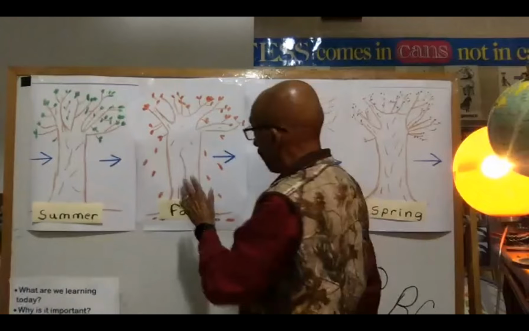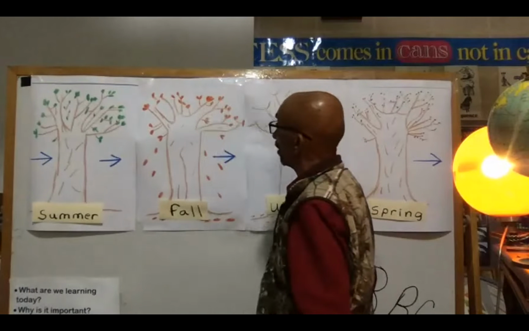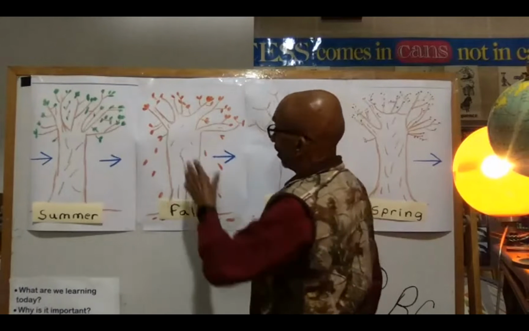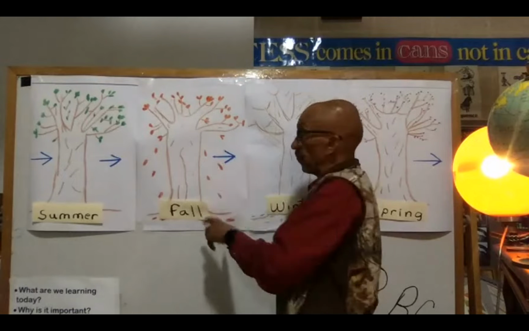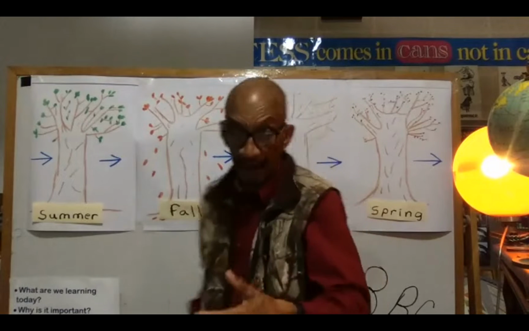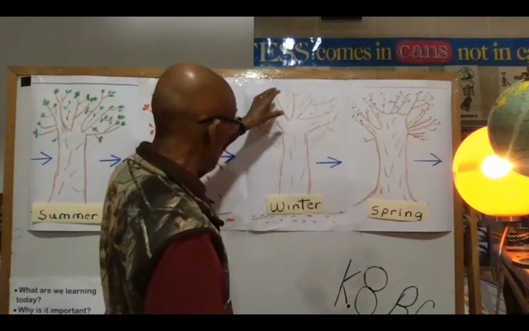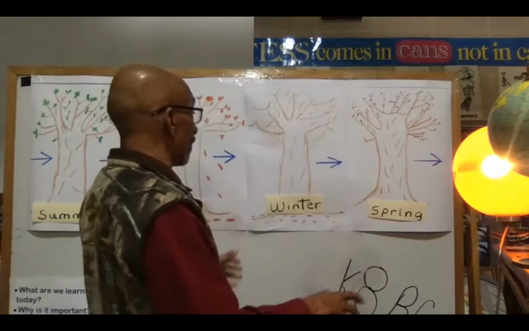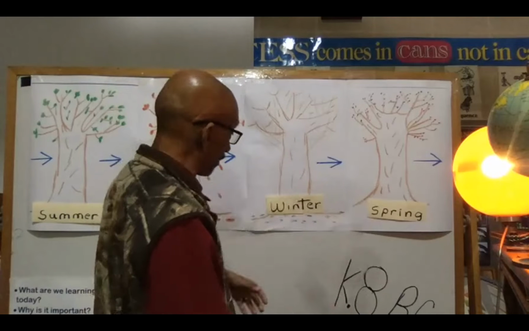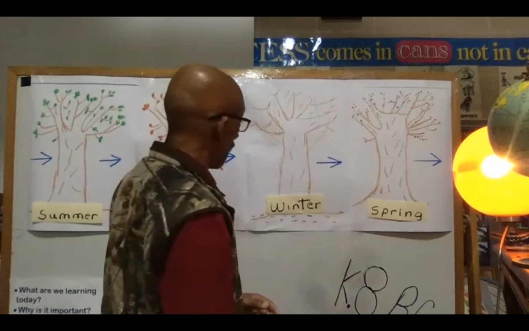And then for fall, she drew this tree. Okay, that tree is kind of sad. Got some orange and red leaves, and some of the leaves are starting to fall to the ground. So that represents fall or autumn. And then for winter, she drew this tree, and the tree doesn't have any leaves on it because they've all been blown off by the wind or they've fallen down to the ground. Tree looks dead, doesn't it? Well, it's not really dead.